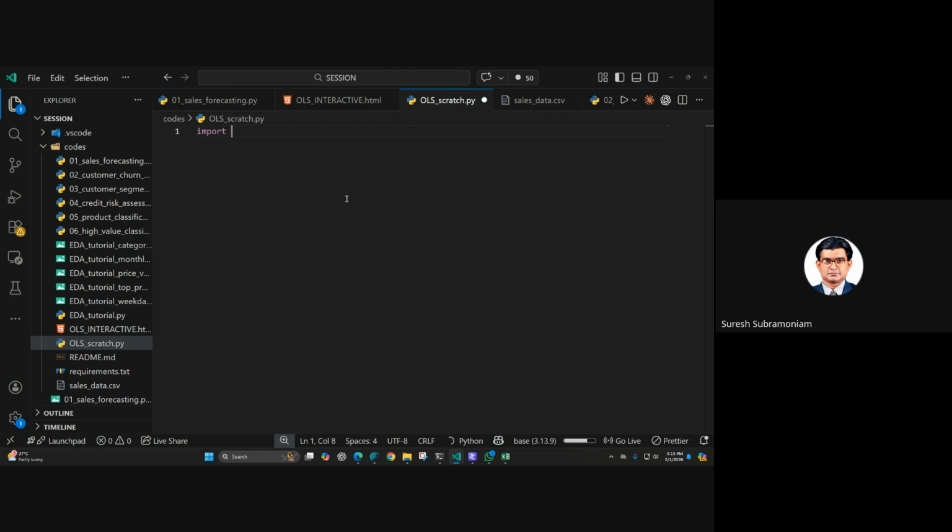Sir, can I interrupt for a minute? Sure, sure. What is this editor? Which editor is this? It's VS Code. VS space code. VS Code. Is it? Not underscore. VS space code. Yeah.